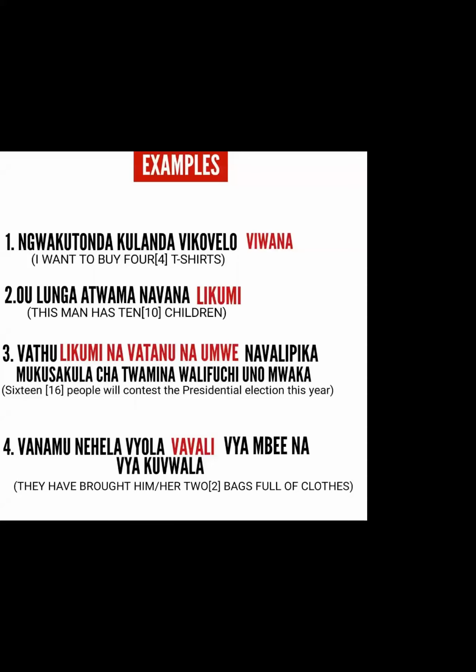So the numbers take also the form of the thing that you're referring to. In this case, we're referring to people. So meaning vatu 15 na umwe. Umwe is one person. So 16 people will contest the presidential election this year. Is this clear on example 3?